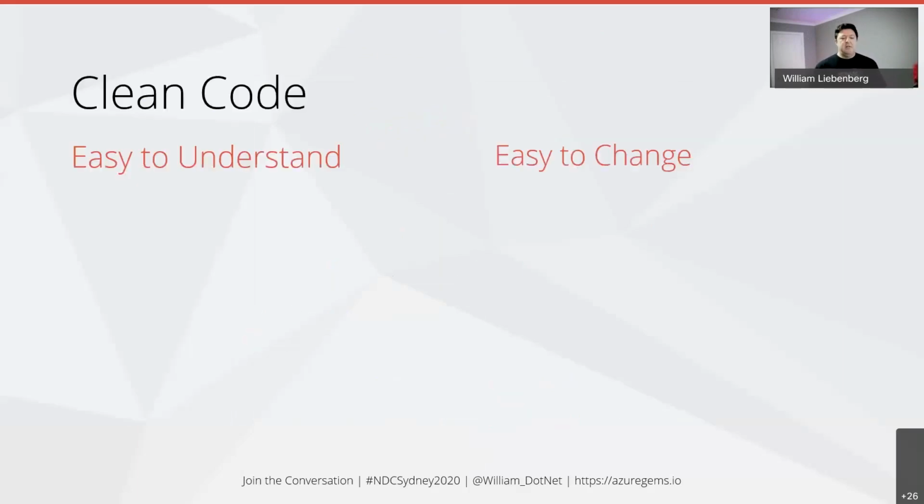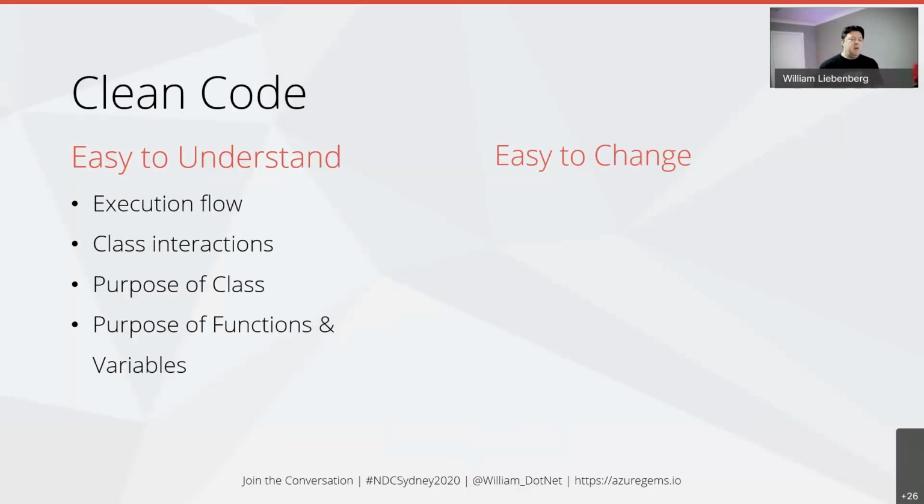So with clean code, there's two main areas. We want our code easy to understand, and it should also be easy to change. So looking at the execution flow should be easy to understand. You read the code, it just makes sense. Everything that our classes do, or the way they interact, should be nice and simple, and you don't have to spend a lot of time trying to figure it out.